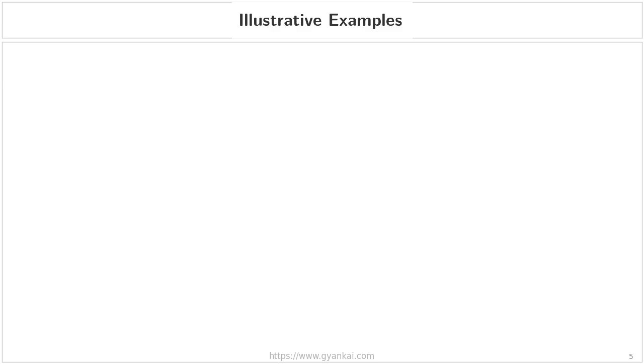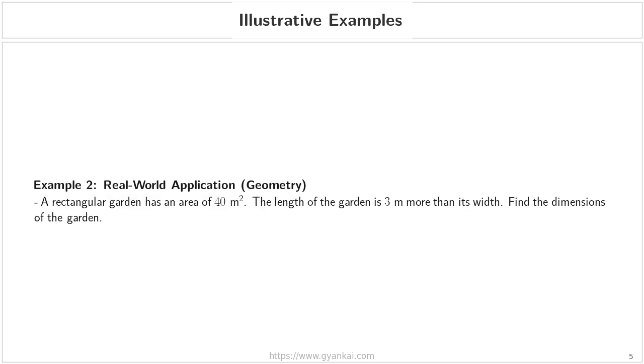Illustrative examples. Now that we have mastered the algebraic theory in the previous slides, let's see how we can apply this method to a practical, real-world scenario. This is example 2, which focuses on a geometry application. Imagine you are designing a rectangular garden. We are told that the total area of this garden is 40 square meters, and there is a specific relationship between its dimensions. The length is 3 meters more than the width. Our goal is to find the actual dimensions of this garden.